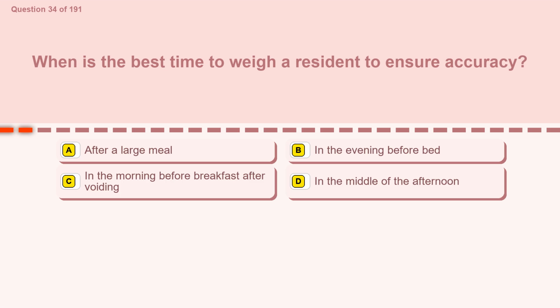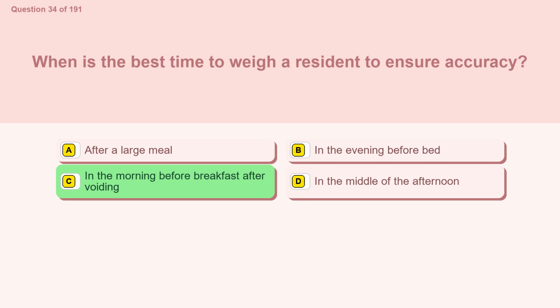Question 34. When is the best time to weigh a resident to ensure accuracy? Option A, after a large meal. Option B, in the evening before bed. Option C, in the morning before breakfast after voiding. Option D, in the middle of the afternoon.